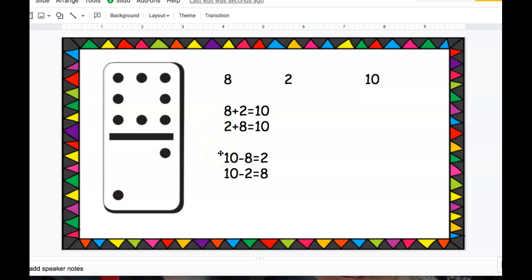Okay? So that's what we're talking about right now with fact families. And you're going to be doing your own practice with fact families on the next slide.